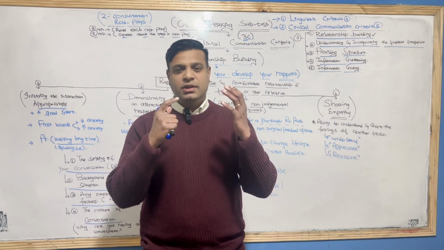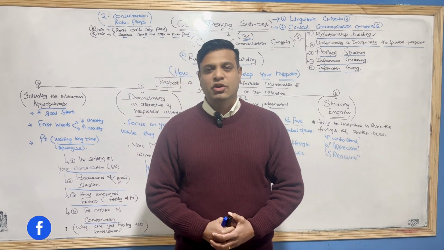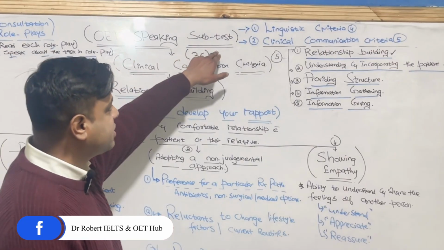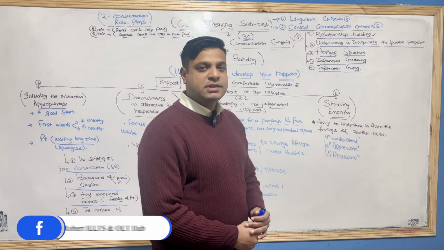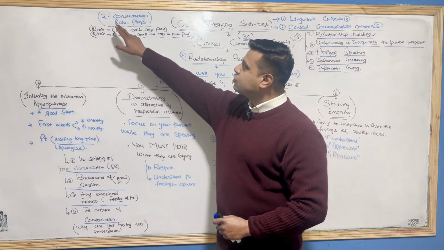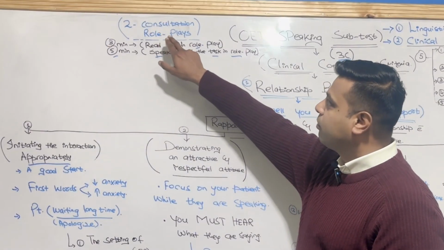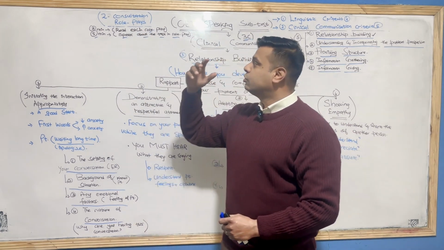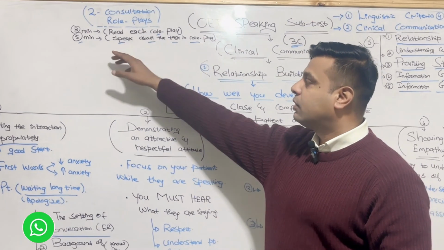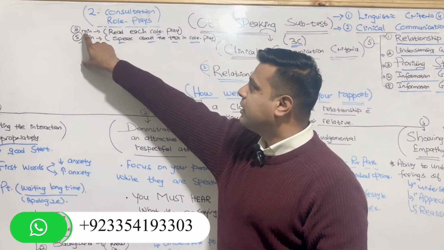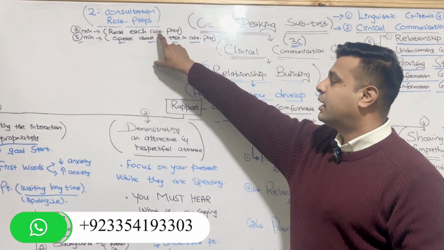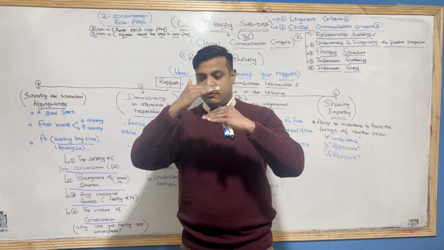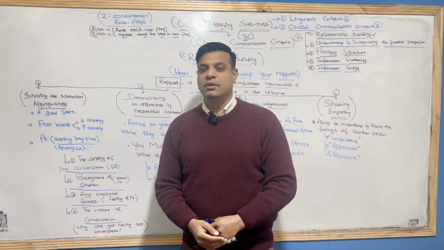Today I came up with another valuable video regarding the OET speaking sub-test. The OET speaking sub-test contains two consultation role plays. You will be given two role plays to read and speak about. You will be given 3 minutes to read each role play, and then you're going to speak for about 5 minutes to fulfill the tasks which you have been given.